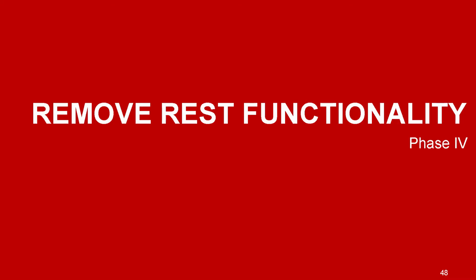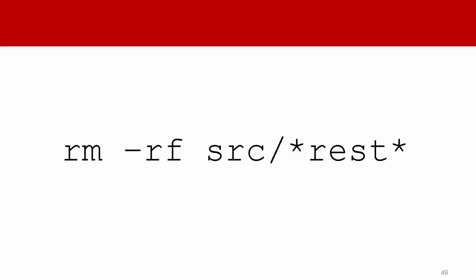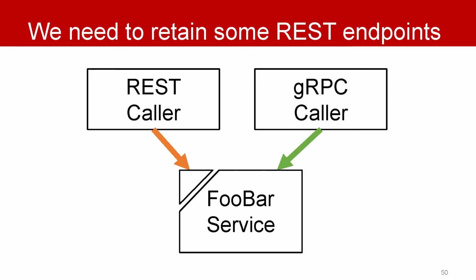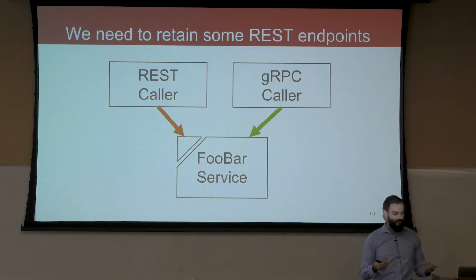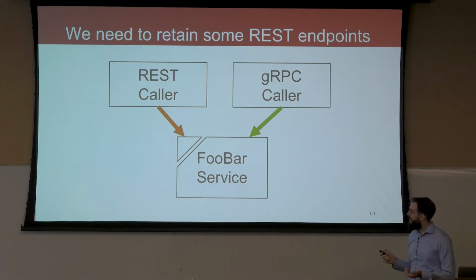OK, so finally, it's time to remove the REST functionality from our code. So we queue up this command in the terminal. We are all ready to hit enter, except there's one little issue. As it turns out, a subset of our functionality is user-facing. And it's probably not a smart move to force all of your customers to integrate with gRPC. They want to use REST. They want to see stuff in their browser, right? So what's the team to do?